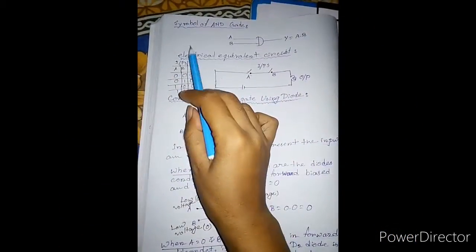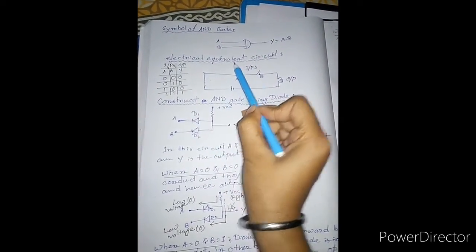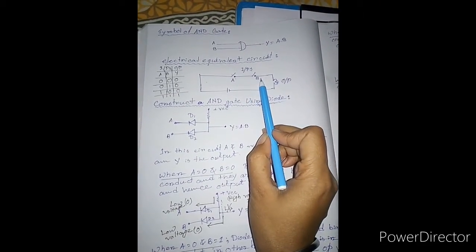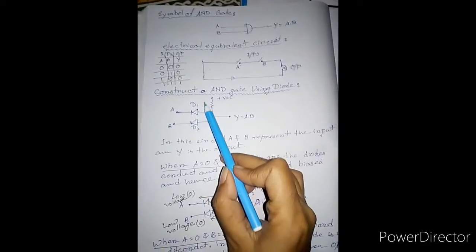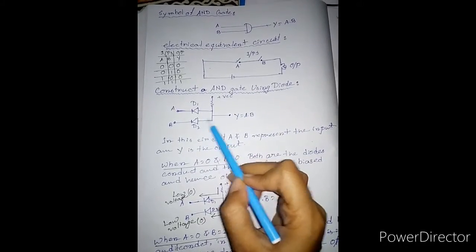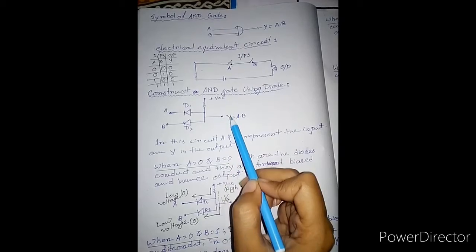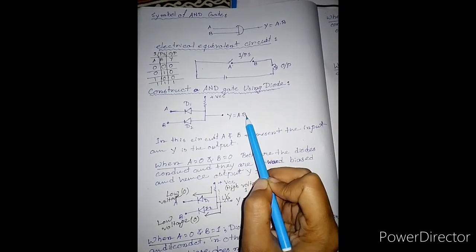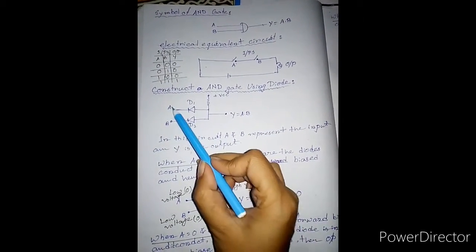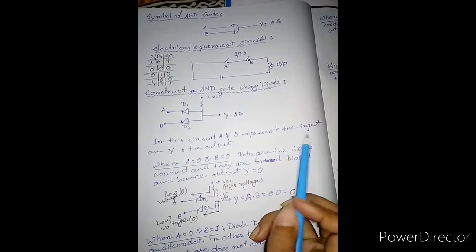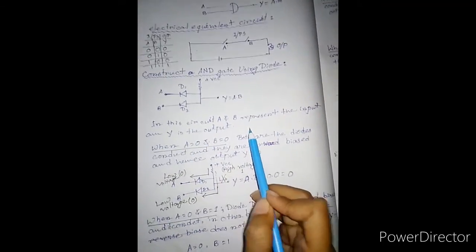For revision: the symbol of the AND gate, and the electrical equivalent circuit is that when A and B both are high, then the output is high. Construction of the AND gate using diodes is two diodes, D1 and D2, and VCC is the supply, and Y is A into B. A is one input and B is another input. In this circuit, A and B represent the inputs and Y is the output.